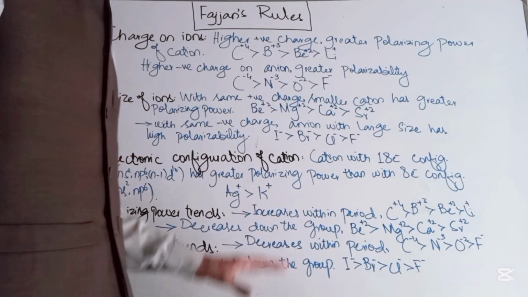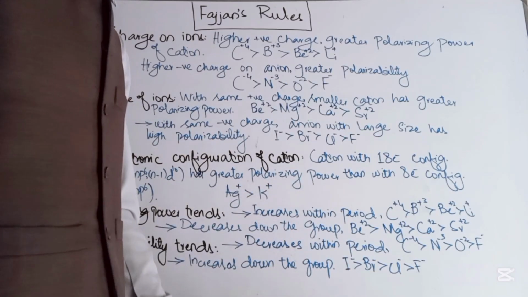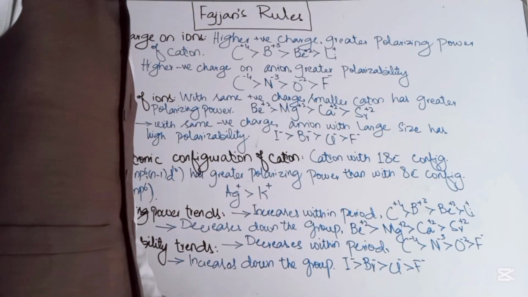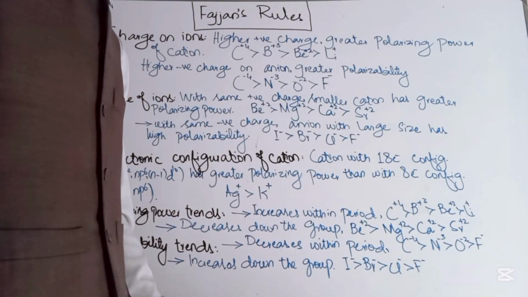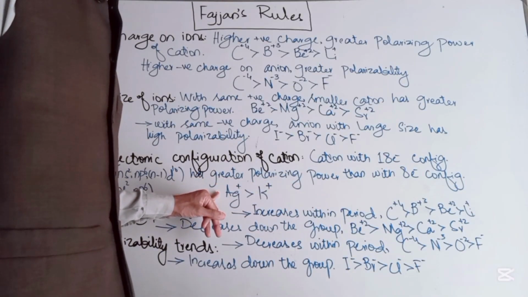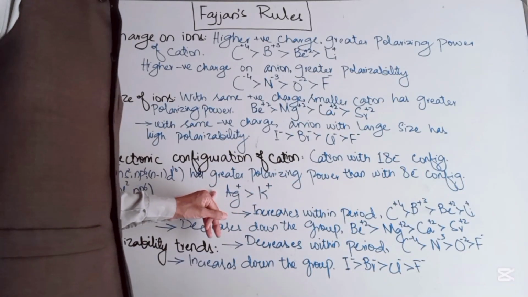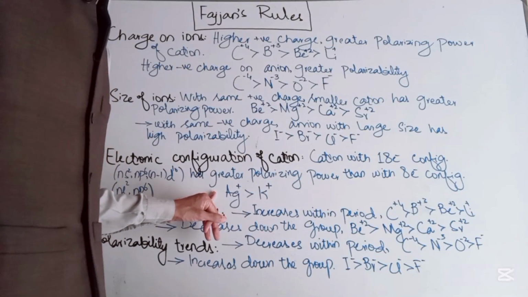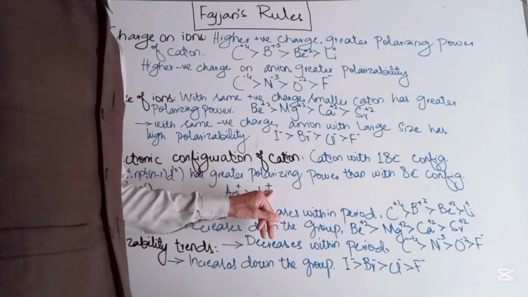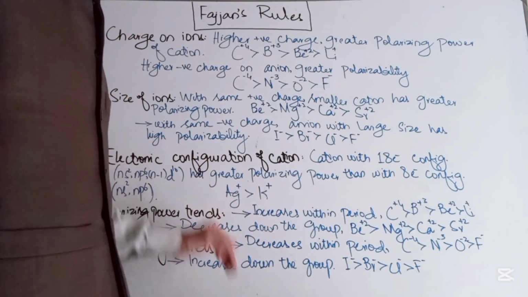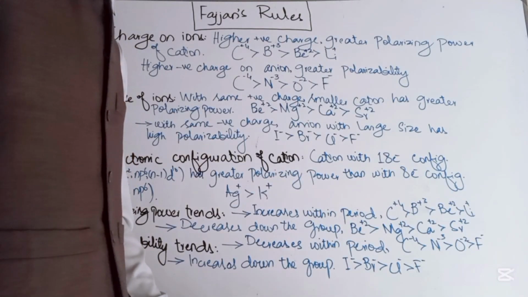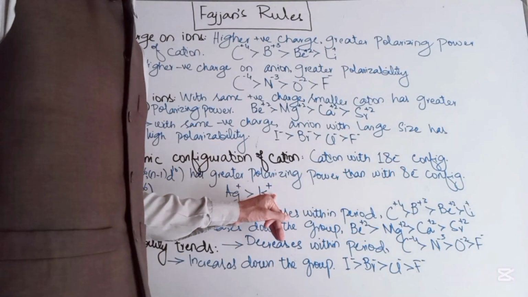The reason is the poor shielding effect of the d electrons, or the d subshell. The effective nuclear charge, or you can say the nuclear pull, in the case of transition metal cations is much greater. The hold of the nucleus on valence electrons in transition metal cations is much greater as compared to that of the typical elements. So a transition metal cation can strongly attract the electronic cloud of the anion as compared to that of a typical or normal element.